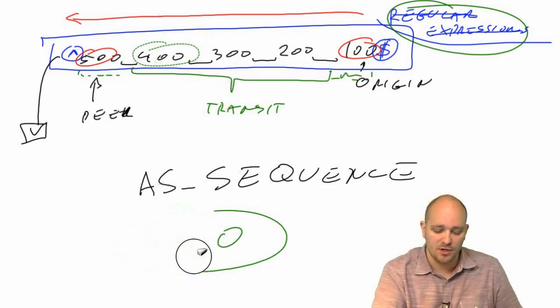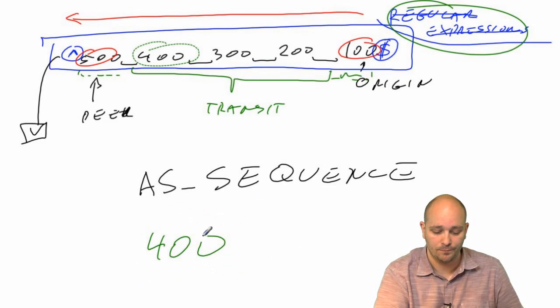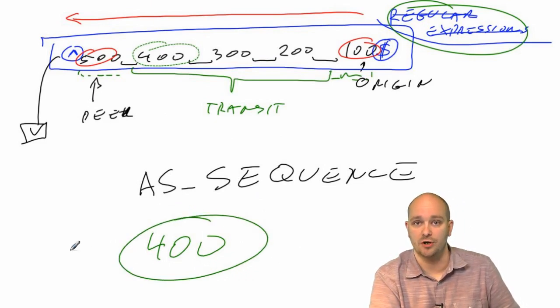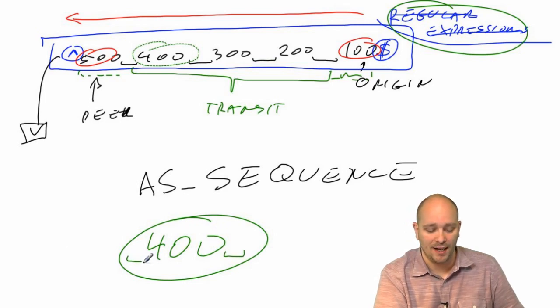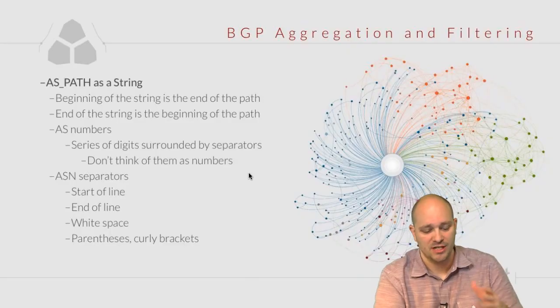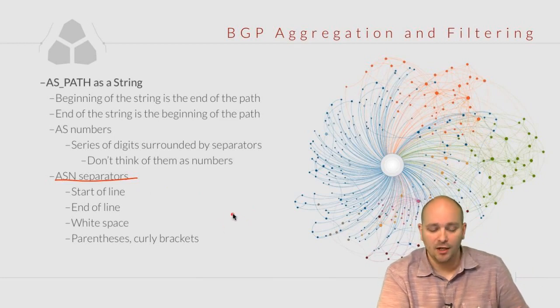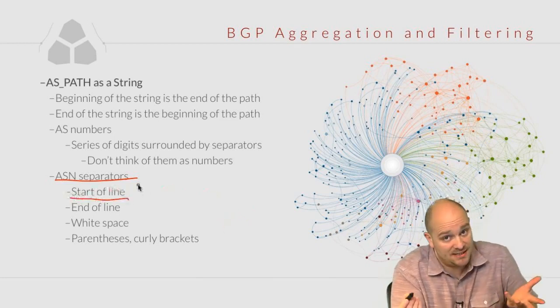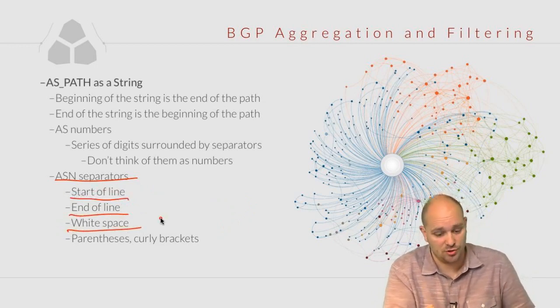How do you write a regular expression for that? Well, it's very easy, in fact. Surprisingly easy. There it is, 400. But it's not number 400 that we are matching. It's a series of characters, 4 immediately followed by 0, immediately followed by 0, surrounded by AS number separators, or the autonomous system separators. So what are the ASN separators that we can use in the AS path? Well, there are a couple of them. Start of the line, it's a separator. End of the line, it's a separator, or the white space, it's also a separator.